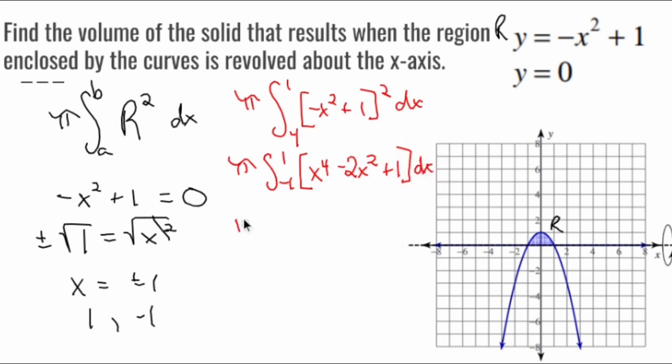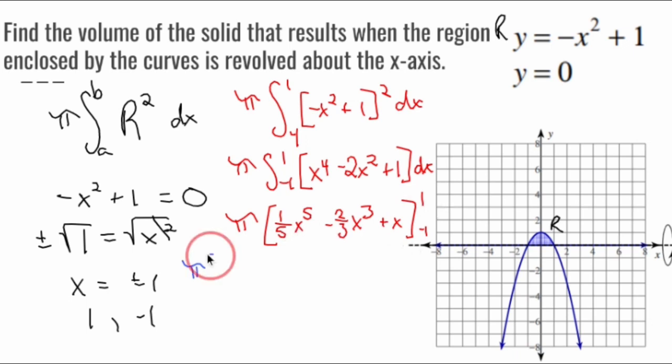Now I integrate. Pi comes along for the ride. This gives me 1/5 x to the 5th. This gives me negative 2/3 x to the 3rd plus x. My limits are negative 1 and 1. All right, so I'm going to now use the fundamental theorem of calculus. I'm starting to get a little nervous that I don't have enough room, but we'll find out. I'll just write small. The fundamental theorem of calculus says rewrite this, but replace every x with the other limit.